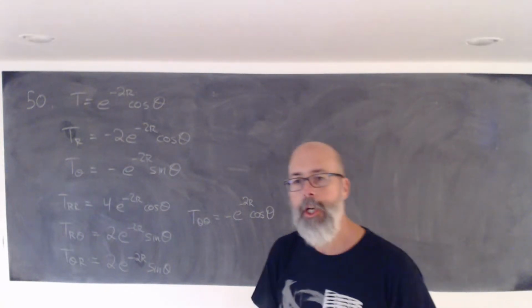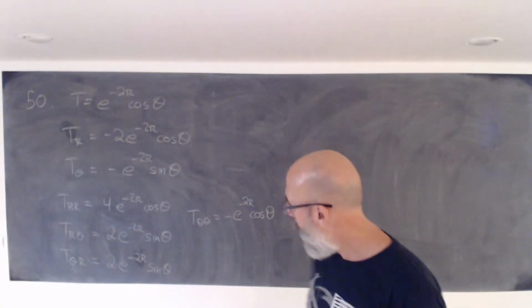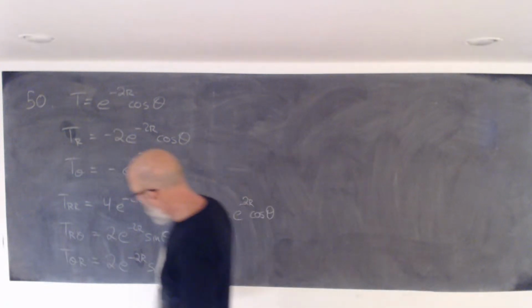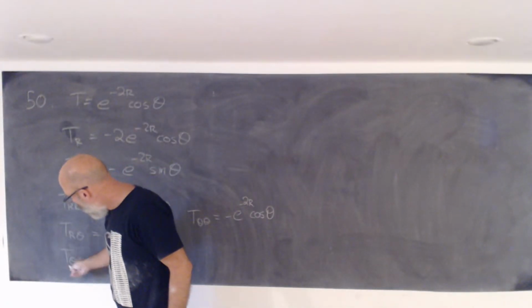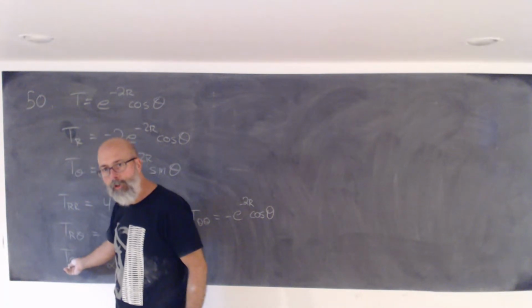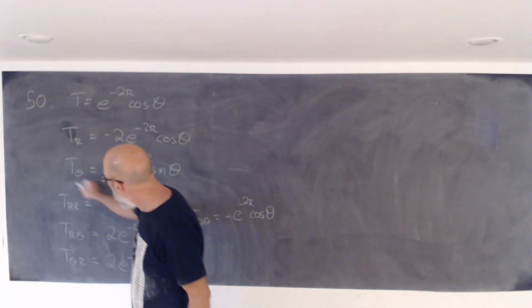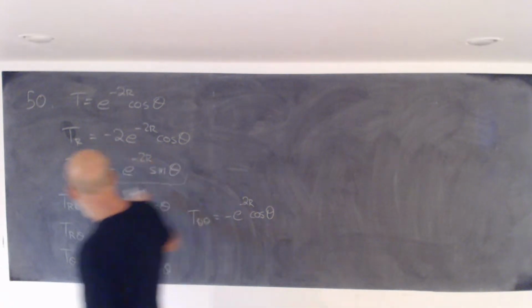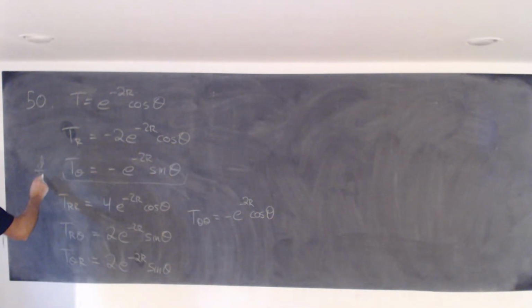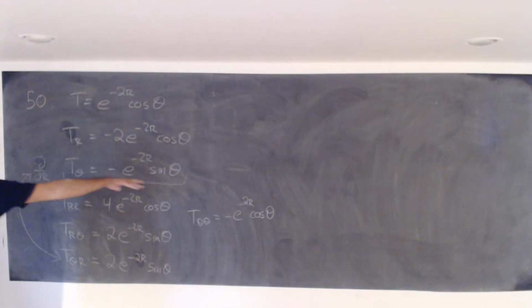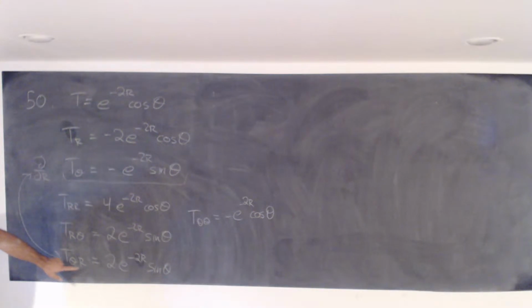What are we differentiating for T_theta r? For T_theta r, you differentiate with respect to theta first and then r. So if you differentiate this whole thing with respect to r, that's what that is. It's the derivative of this with respect to r. Theta first and then r. Here it was r first and then theta.